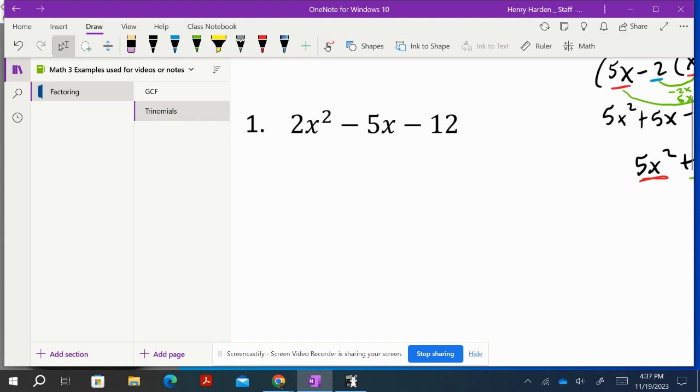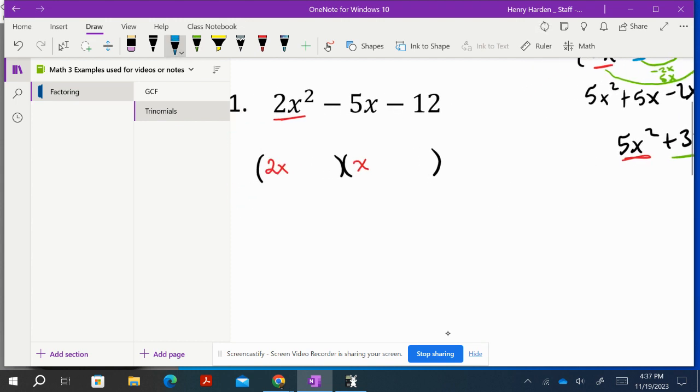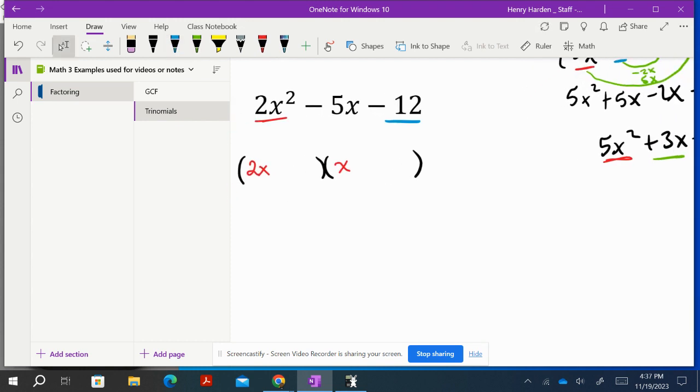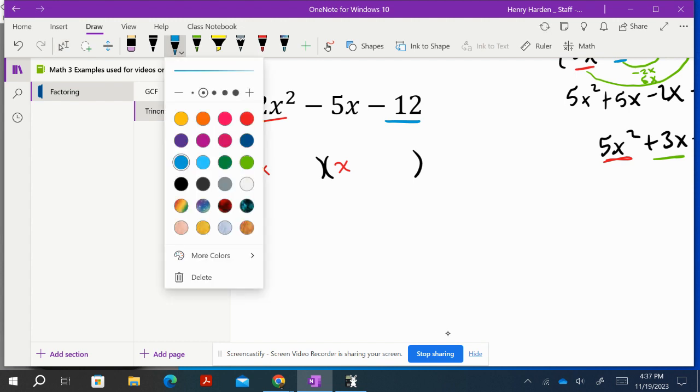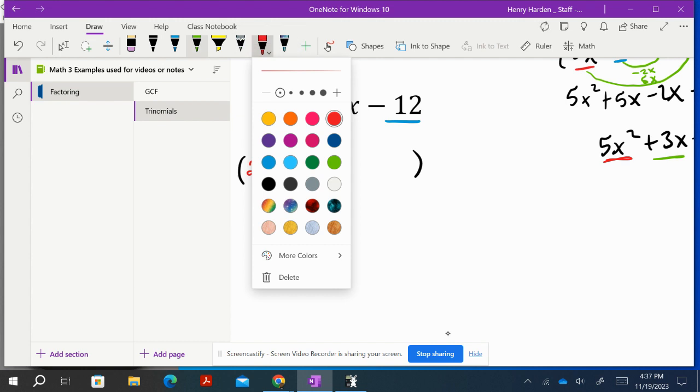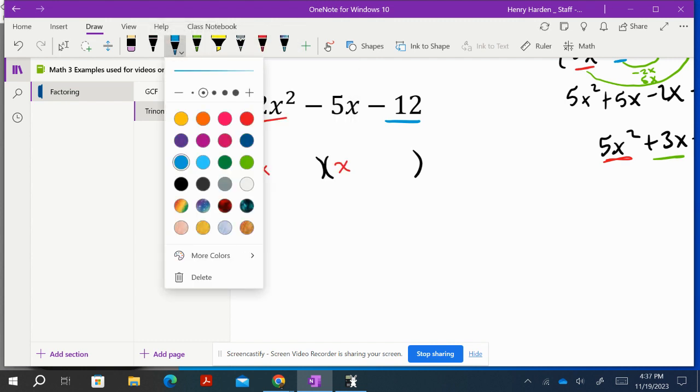So when I go here to number 1 and I'm ready to factor this out, that's what I'm going to do. I'm going to break this up into two parentheses. So what multiplies to give us 2x squared? Well, it'll be 2x times 1x. What makes things difficult is now going to this last term and trying to figure out what's going to multiply to give us -12.